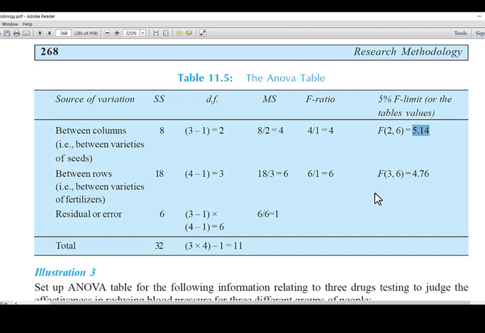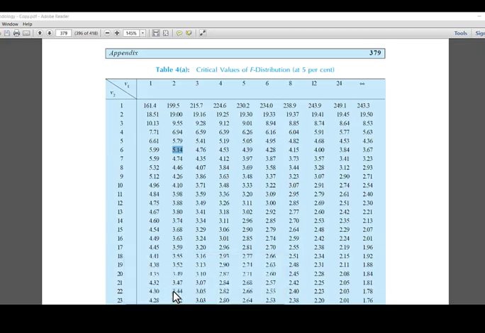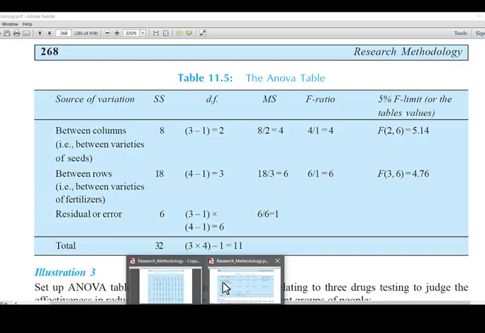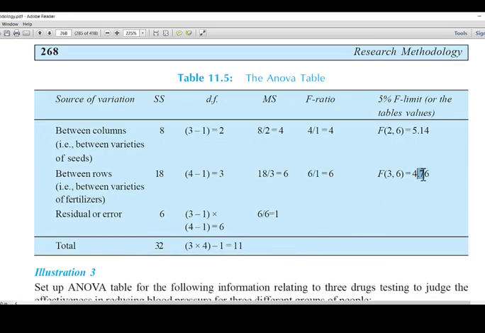And here corresponding to V1 3 and V2 6, the value is 4.76. So that 4.76 value is written here. And now we have to make a comparison. This F ratio 4 is to be compared with 5.14, and this 6 is to be compared with 4.76. Here what can be observed?